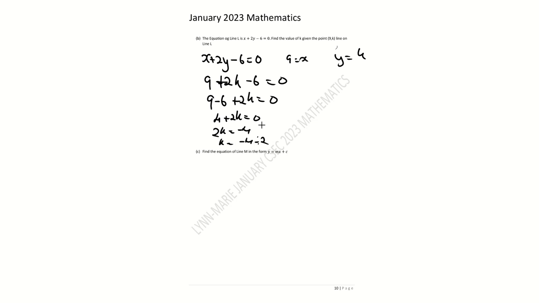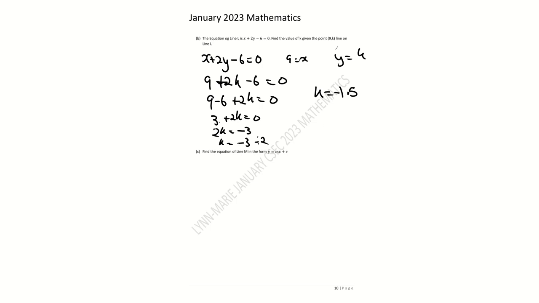Hi? 9 minus 6 is not 4. 9 minus 6 is 3. Thank you. I don't know where I got that. It's not 4, it's 3. Right. This is 3. So 2k would be negative 3. So k is negative 3 divided by 2. So k would be negative 1.5.